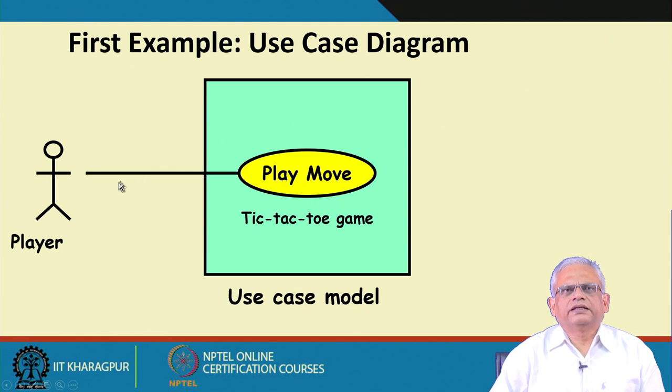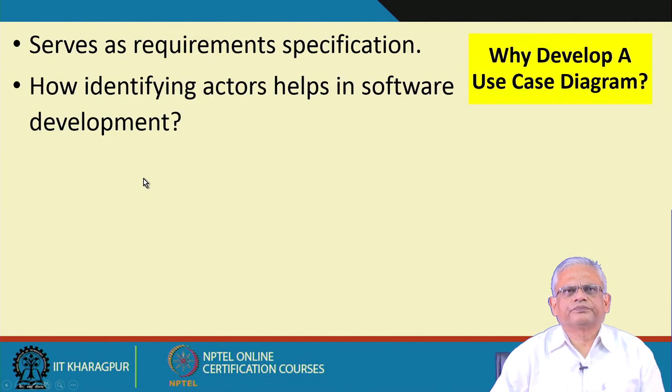And the line that is drawn between the use case and the user, we call it the communicates relation, that is, the player uses the play move use case. So, the diagram is very simple. In the rectangle, we represent the software. Inside, we write the use cases, each with an ellipse and the name of the use case annotated on each of the ellipses. And we identify which user uses this use case and we draw a line, which is the communicates relation.